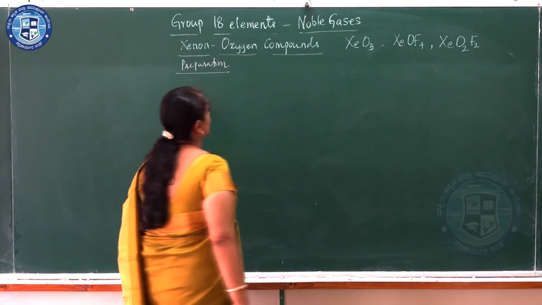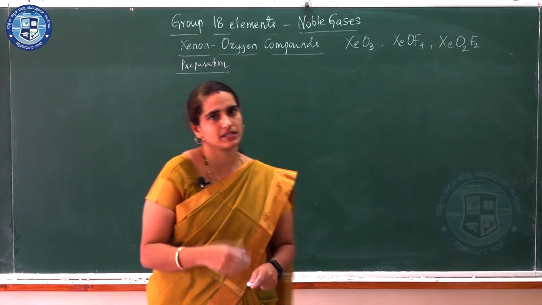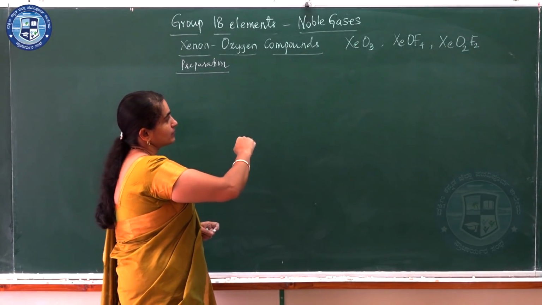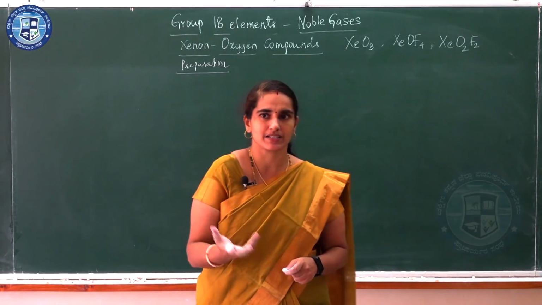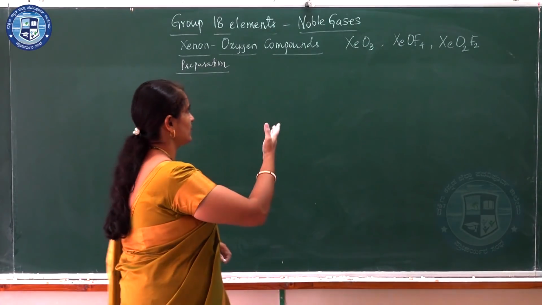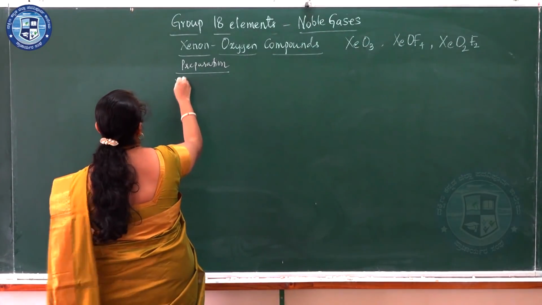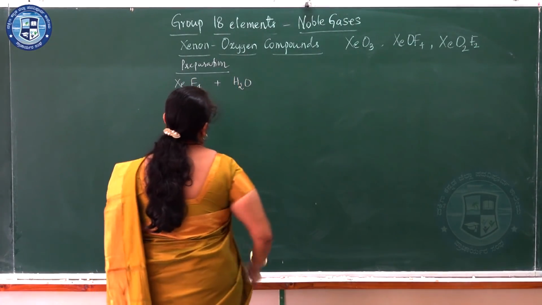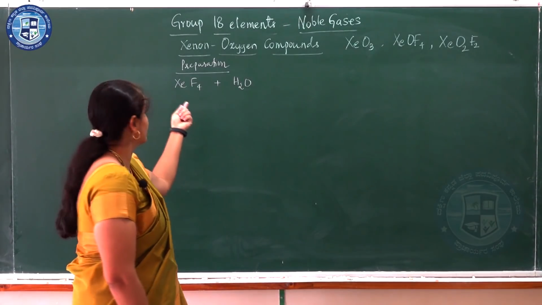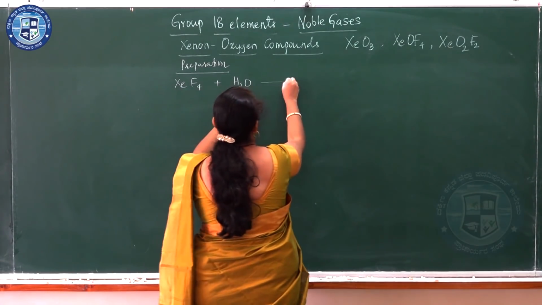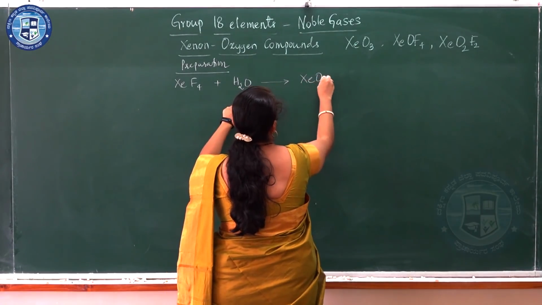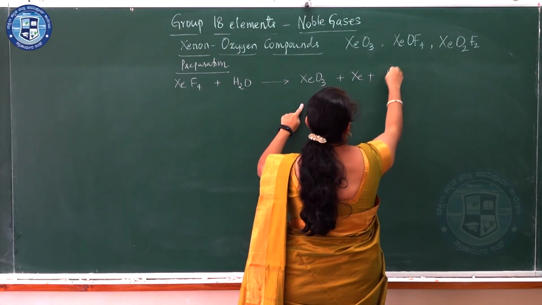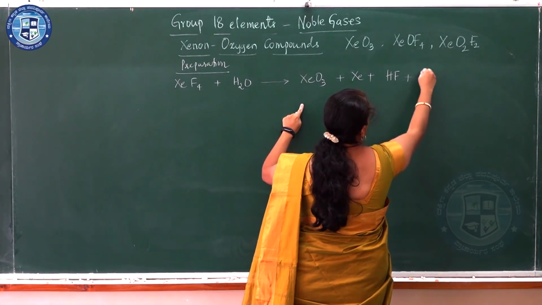Preparation is usually by the hydrolysis of XeF4 or XeF6. When xenon tetrafluoride or hexafluoride is hydrolyzed, we end up with these compounds. So, we shall see one by one. If I take XeF4 and react it with water, I will end up with XeO3 plus Xe, and I will end up with HF and O2.